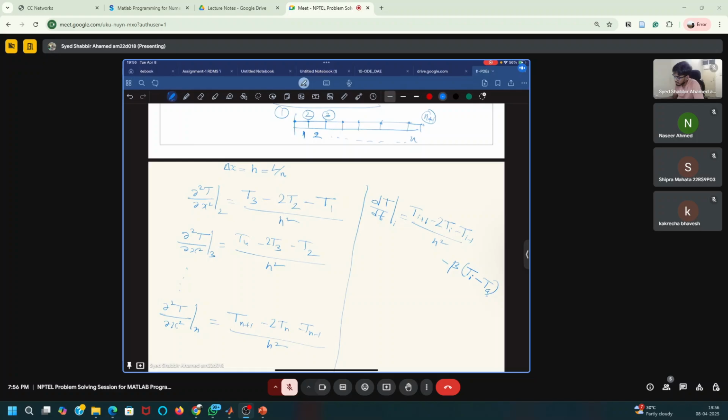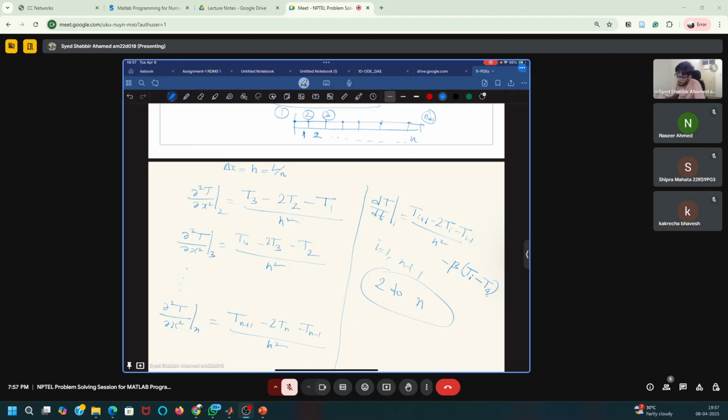So you will have this number of equations. From i equals 1 to i equals n plus 1, you will have n plus 1 equations. In that, dT by dt at i equals 1 will be 0 and at n plus 1 will be 0. So we don't take those, since we know them already, and then we will have the n equations from 2 to n. So we will take all these equations and we will solve them.